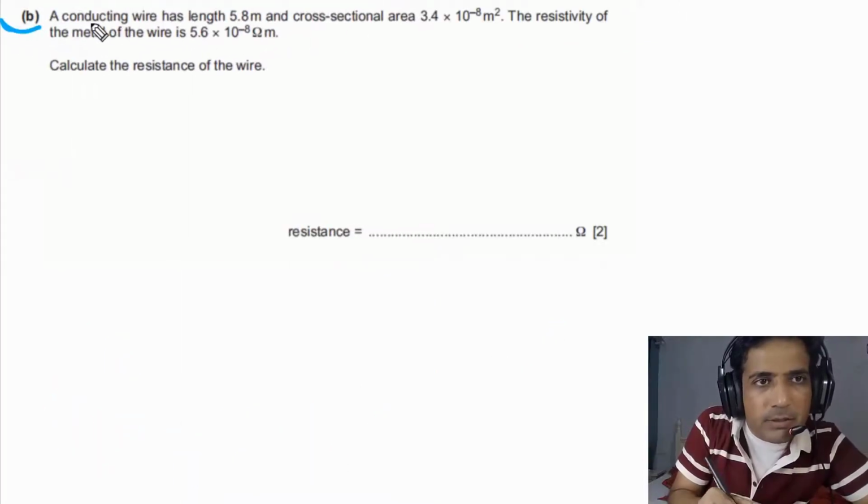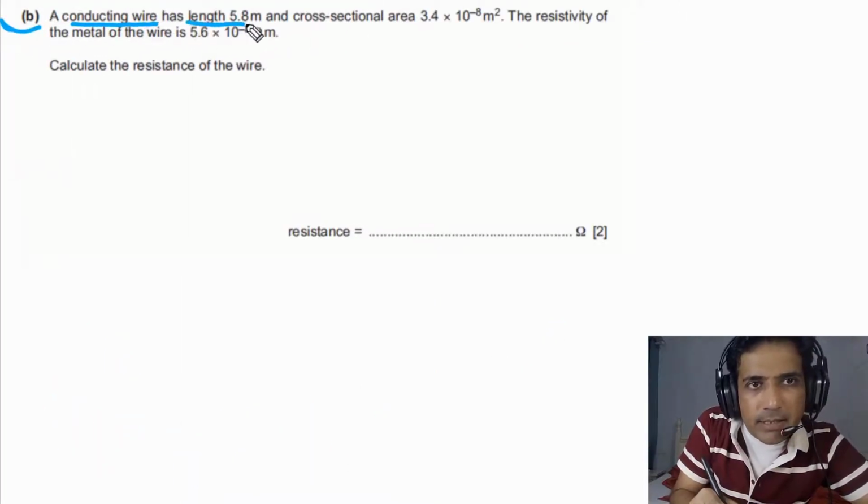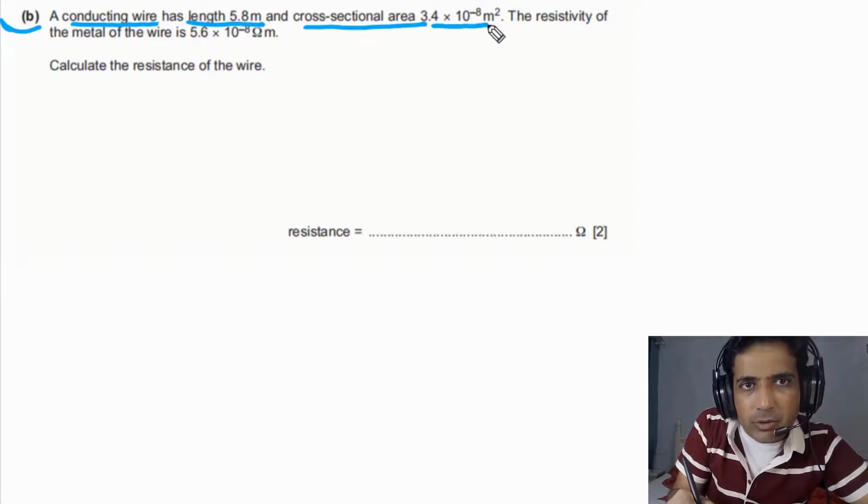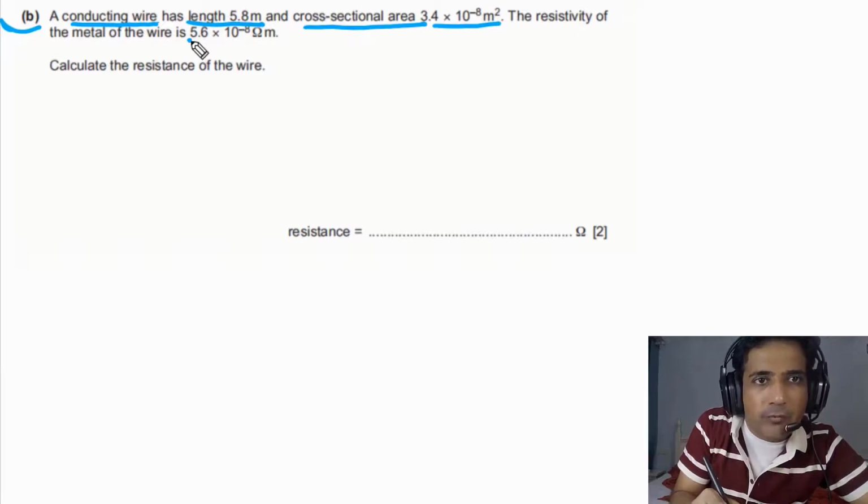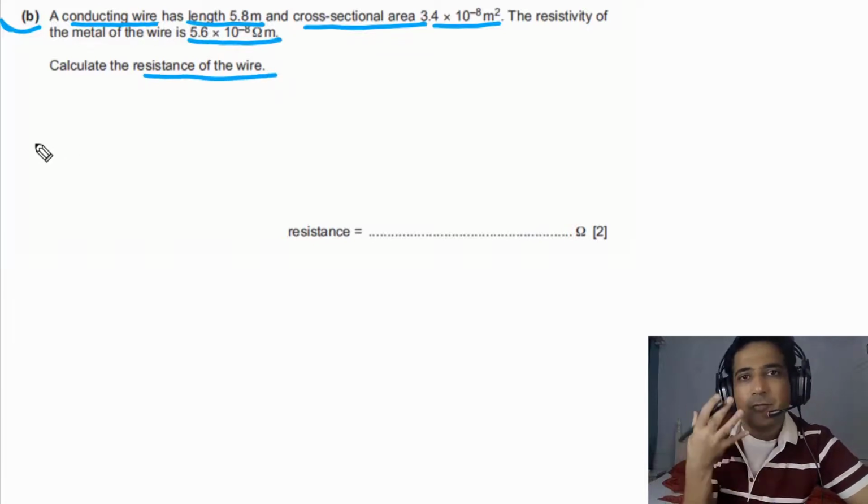For part B, it is given to us a conducting wire has length 5.8 meters and cross-sectional area equal to 3.4 times 10 to negative 8 meters square. The resistivity of the metal wire is also given. We need to calculate the resistance of the wire. So simply, this question is very straightforward.